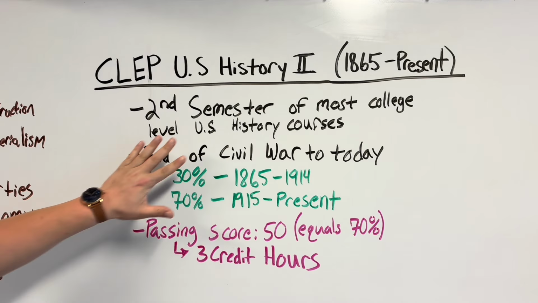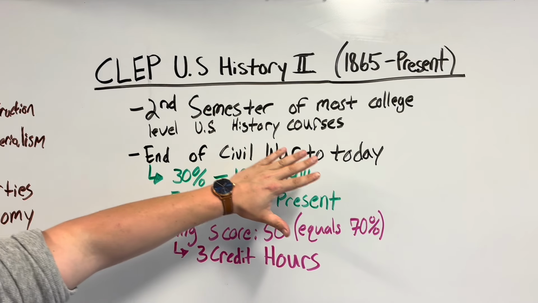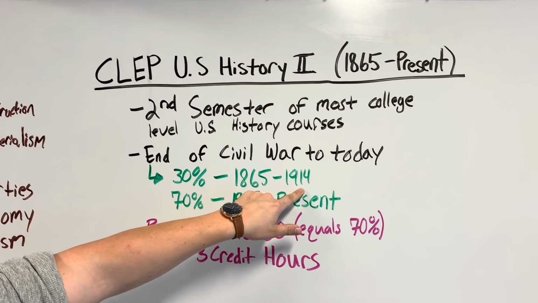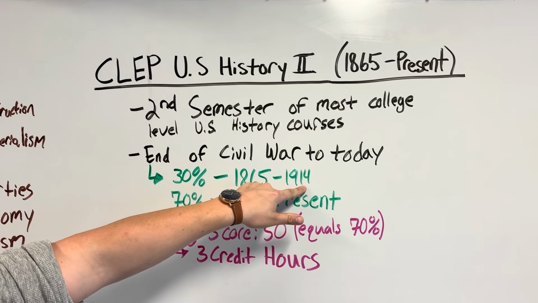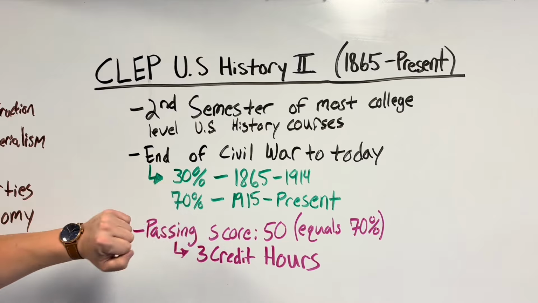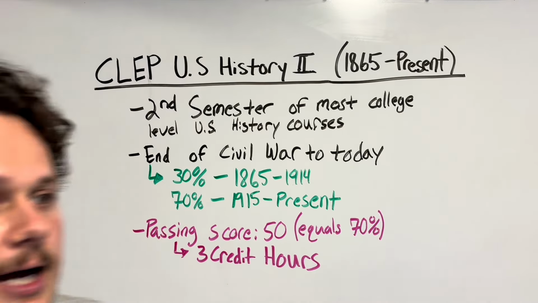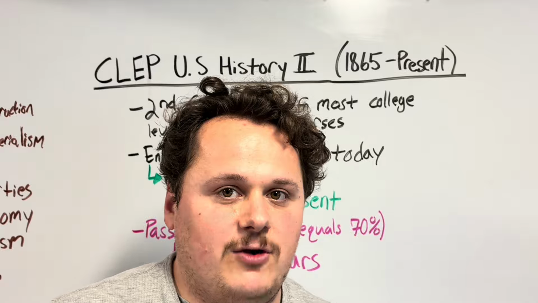So it doesn't really incorporate any of the Civil War. It focuses a lot more on Reconstruction. So it's from 1865, the end of the Civil War, to 1914, which is the beginning of World War I. So that is 30% of the test. 70% of the test is over 1915 to the present. That is your main focus with all of this.